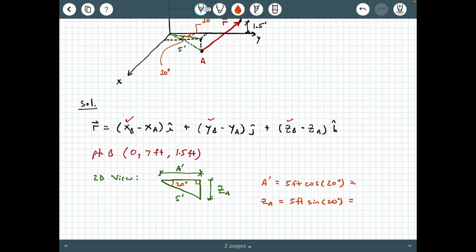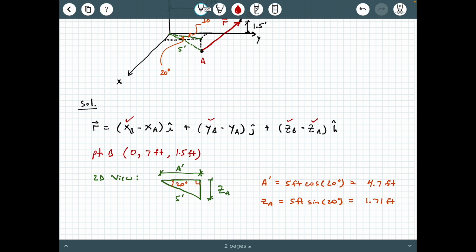And so I'm going to get out my calculator and punch that through. When you do this, make sure your calculator is in degree mode. So we'll say 5 times the cosine of 20, and I get 4.7 feet. I really get 4.698, but we'll call that 4.7. And then I'm going to say 5 times the sine of 20 degrees, and I'll get 1.71 feet for z sub A. So now I can check that off, right? I can check off that z sub A because I know it now.